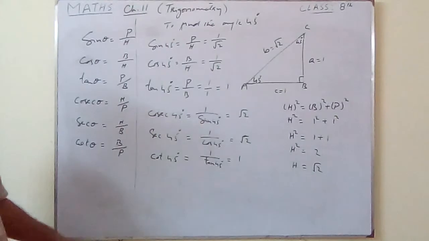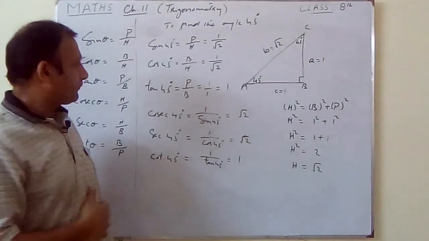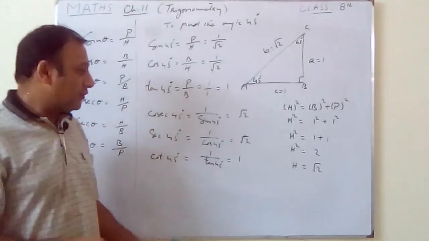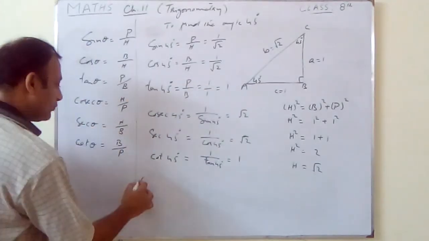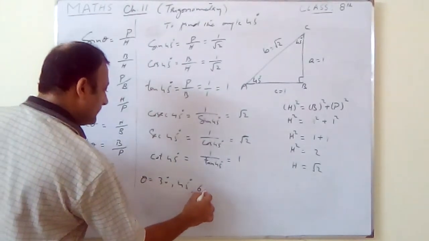So this is the table. These are the values which we will use in the exercise. For theta we mostly use 30 degree, 45 degree and 60 degree.